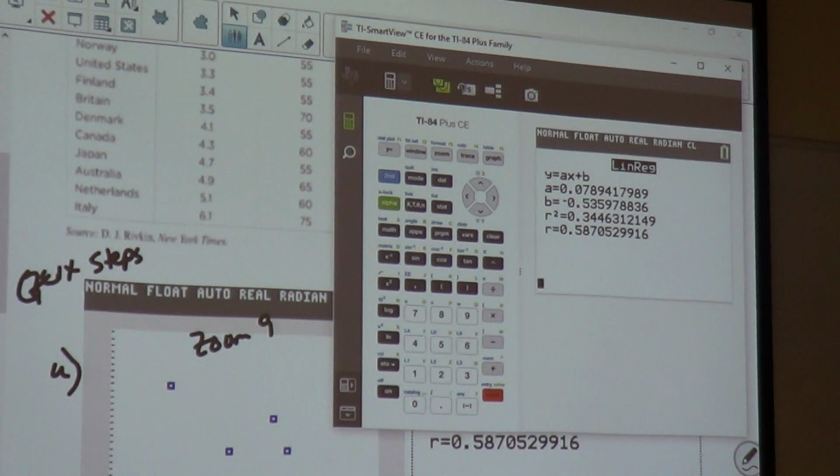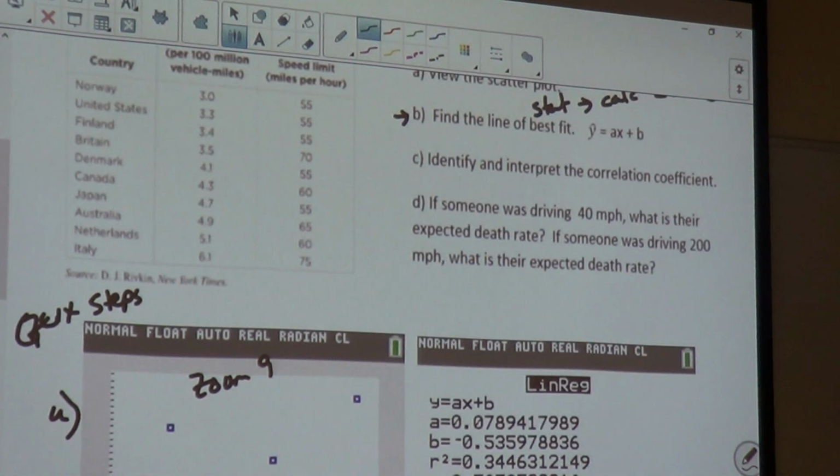I'll look at yours. So your equation is going to be this for your A and this for your B. So your equation is going to be y equals 0.0789x minus 0.5360.